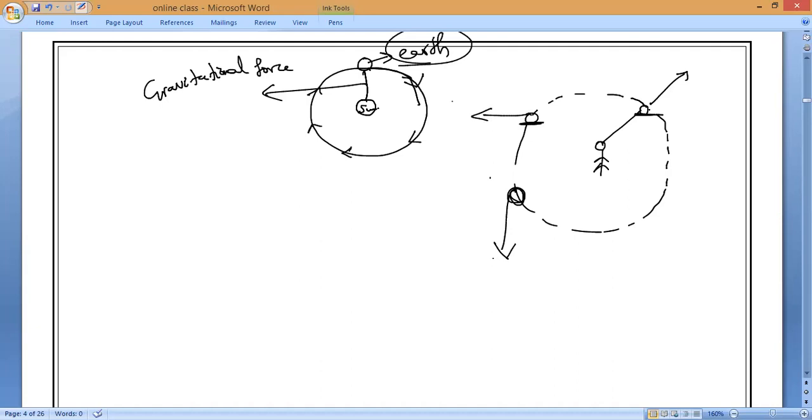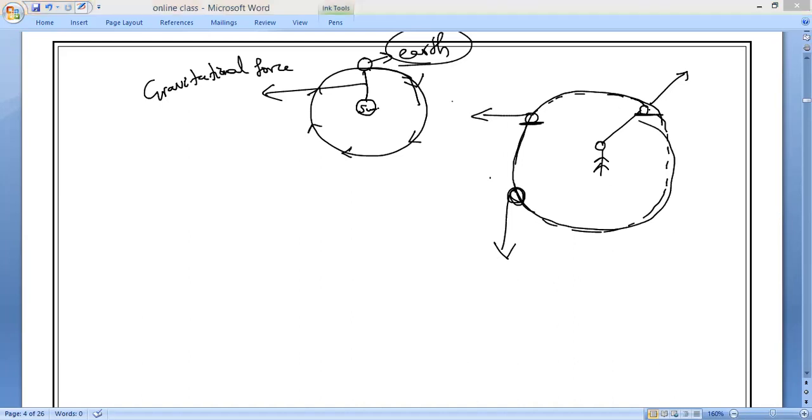Please respond. Yes. So now, if he wants to make the body revolve continuously in a circular path, is force needed or not? That is my question. If you want to make the body move in a circular path, is force needed?